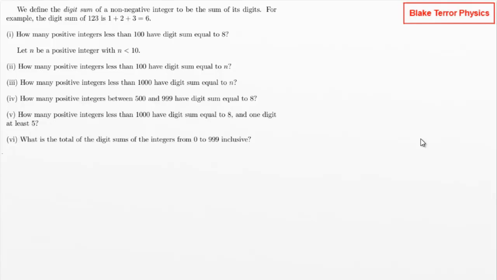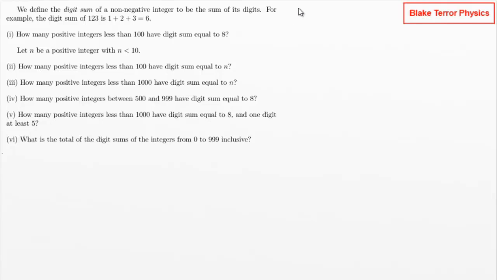Hello, this is question 5 from the 2013 MAT. We define the digit sum of a non-negative integer to be the sum of its digits. That makes sense. For example, the digit sum of 123 is 1 plus 2 plus 3, which is 6. Fair enough. How many positive integers less than 100 have a digit sum equal to 8?